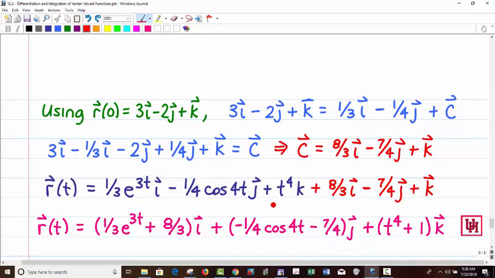And then the k components, there's a t to the 4th, and you see nothing there. There's really a 1 there in front of that k. So it's t to the 4th plus 1 all times k. And that makes your answer look nice and clean with everything in terms of just a single I, J, and K. And that concludes this video on differentiation and integration of vector valued functions.